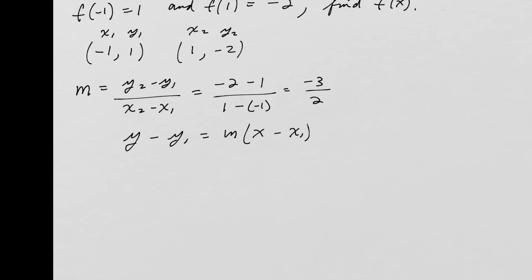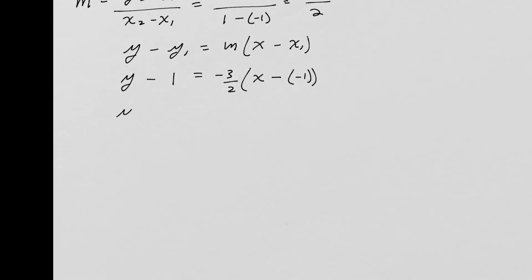Doesn't matter which point I use. Since I already labeled the first one the 1s, let's just use that one. So I have y minus y1, but that's equal to 1, right? That comes from here. And that's got to equal negative 3/2. That's my slope. X is my variable, minus, and then x1 is negative 1. Okay, so this is the same as y minus 1 equals negative 3/2, and this is x, and then minus a negative 1 is the same as plus 1.